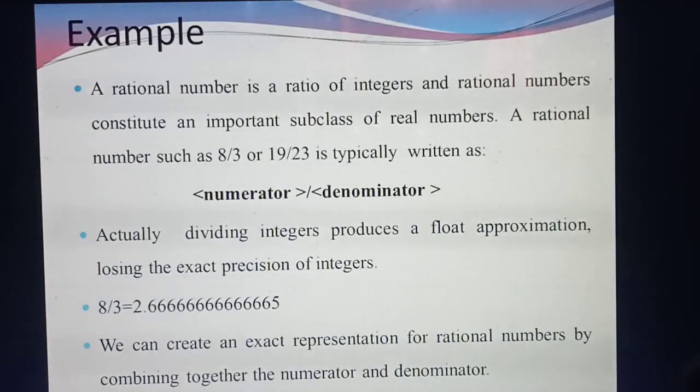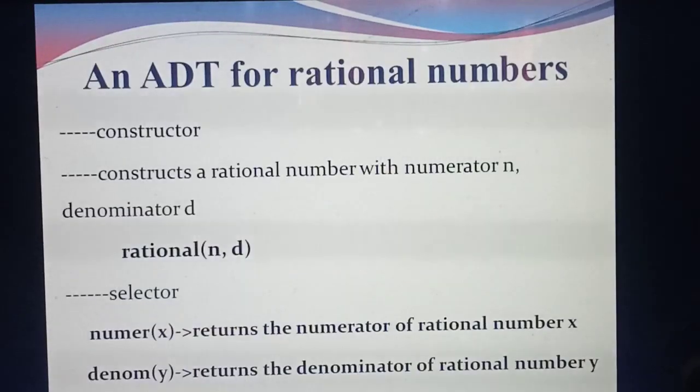The formula is numerator by denominator. If you divide 8 by 3, you get the answer 2.66666 and so on. While writing the answer, you don't write all the numbers after the decimal point; you write up to some places of precision. You do the same thing in a program also. The lines they have given, you need not study them; for our understanding they show the constructor and the selectors.